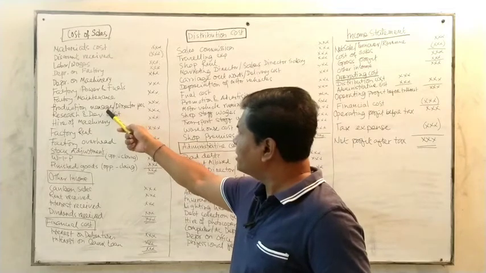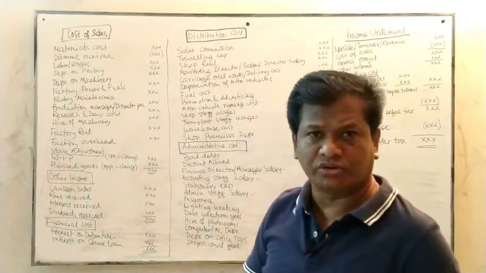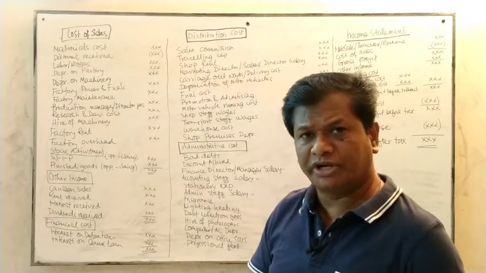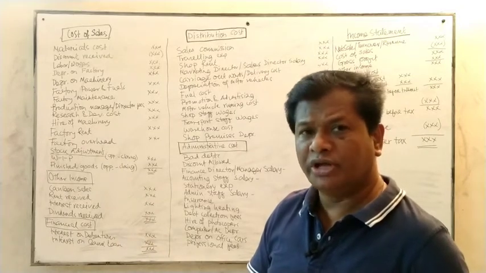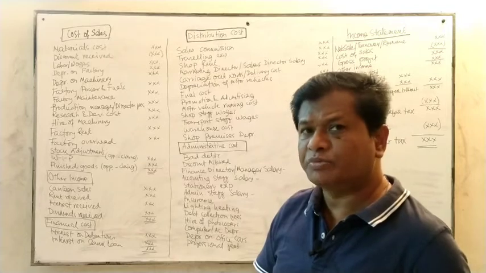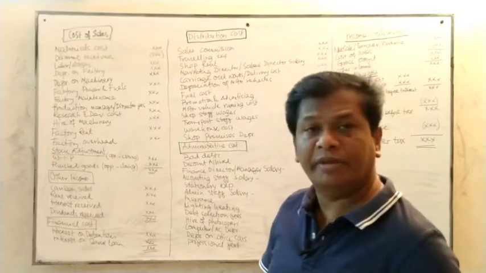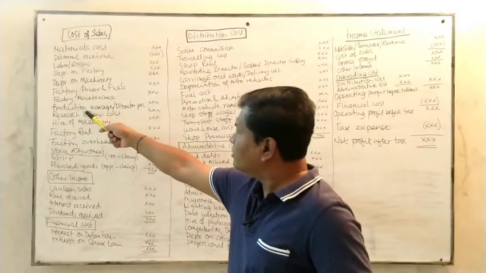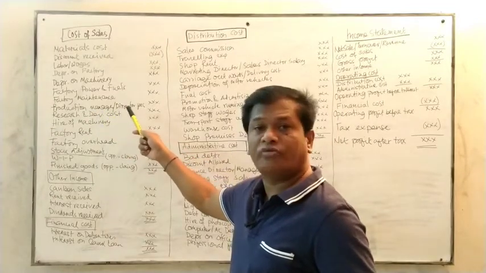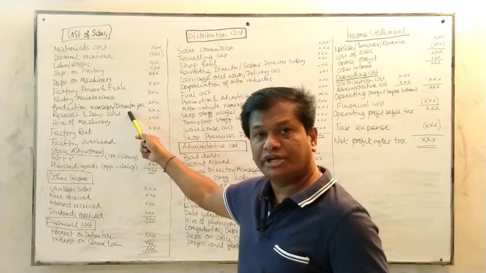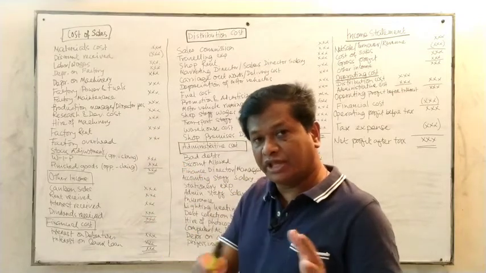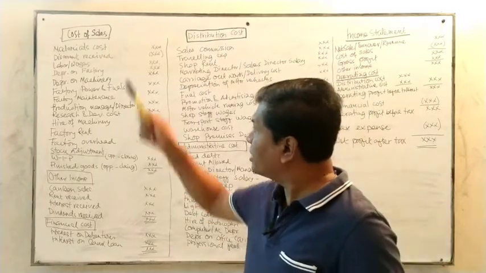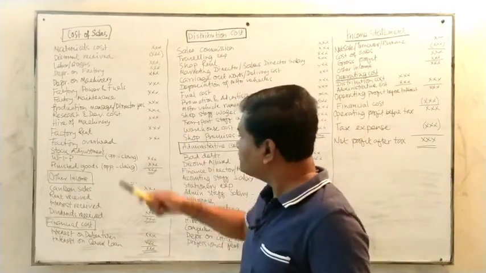Then the production manager or production director, their salary or the facilities provided to them, that expense is also one of the elements of cost of goods sold. This is written over here. Factory production manager, factory manager or production director, all the same. If this element is given in the question paper, obviously you have to take it under the cost of goods sold.